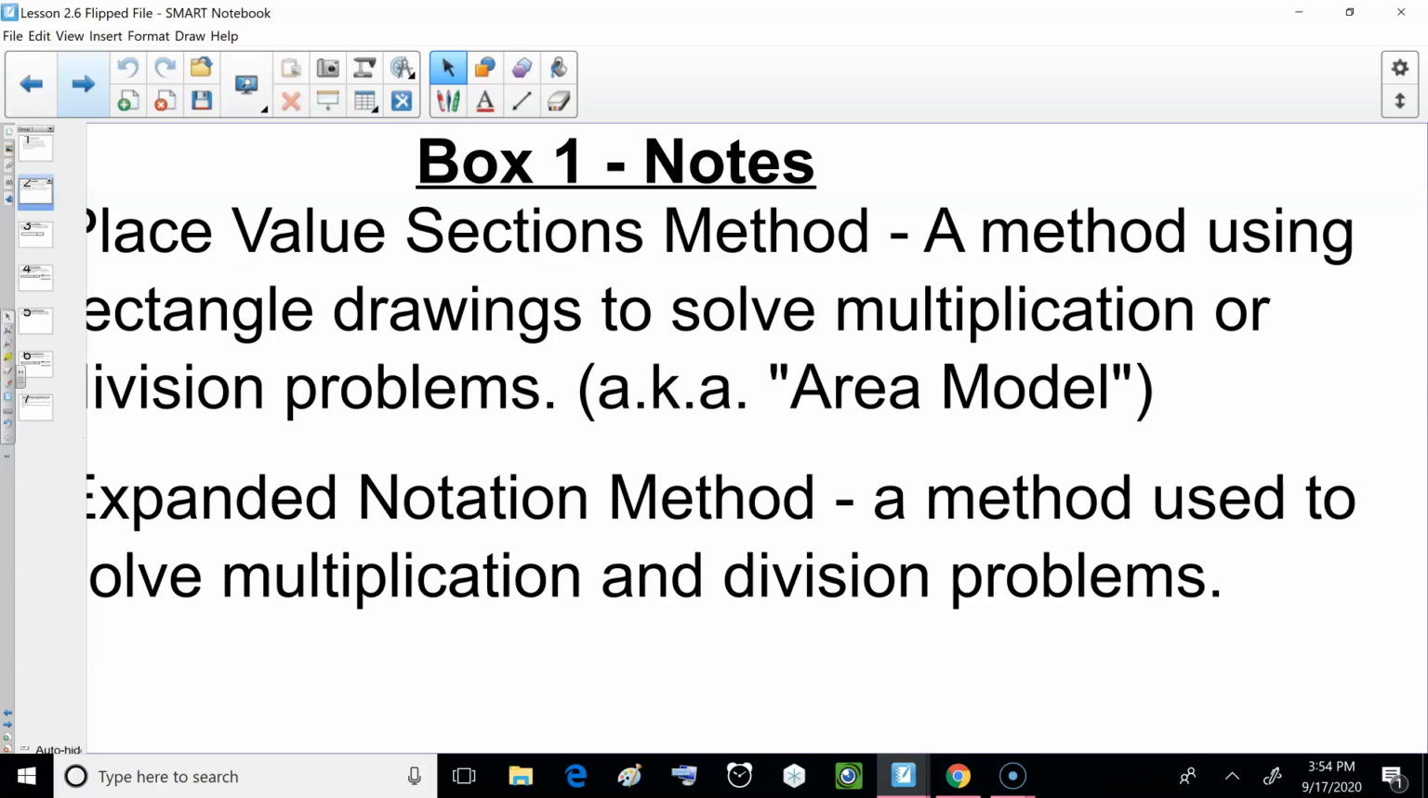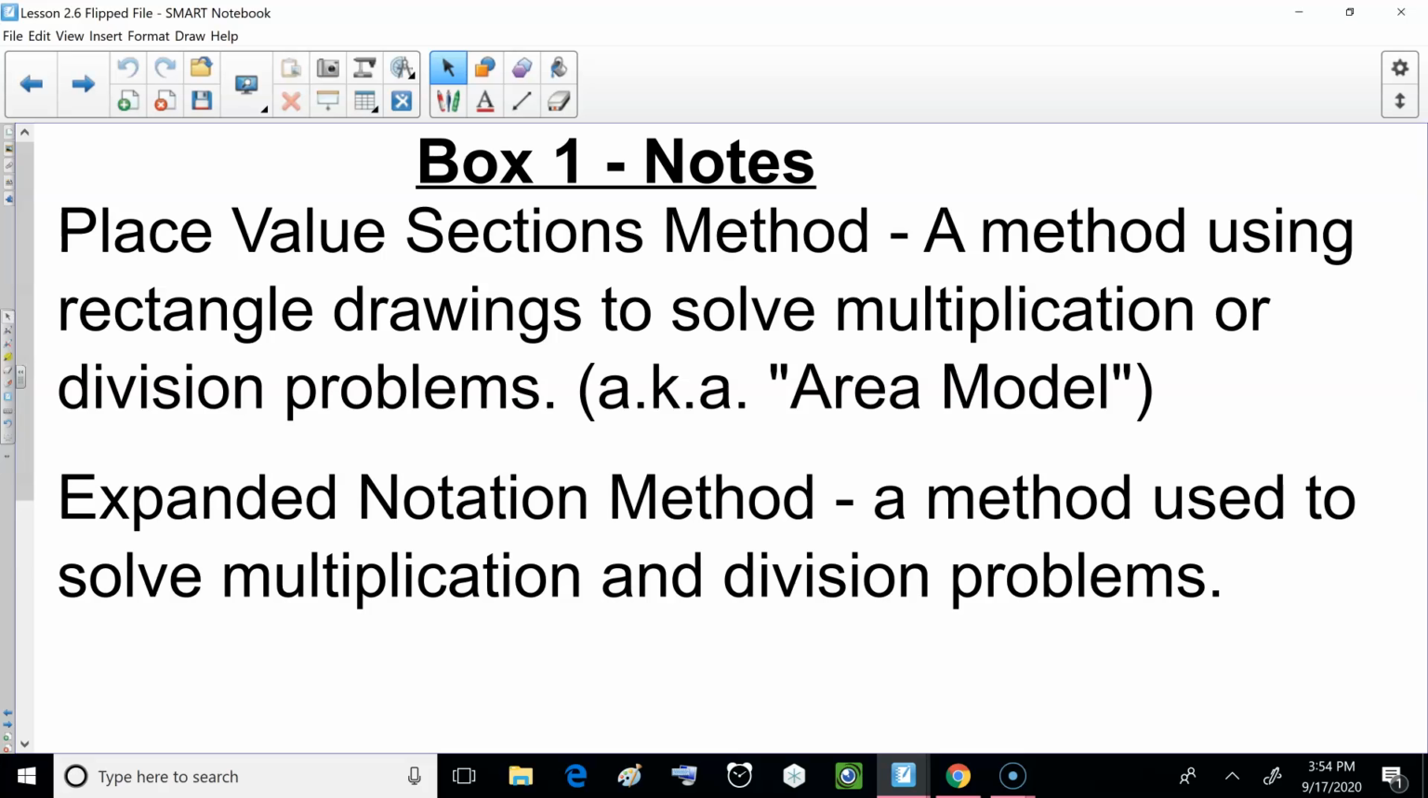So box 1 in our notes today, we're talking about the place value section method. It's a method using rectangle drawings to solve multiplication or division problems. It might sound familiar. We've always referred to this as the area model. So the area model and the place value sections method are in a sense the same. It just has another name for it.